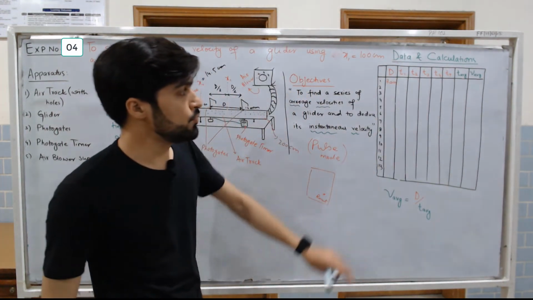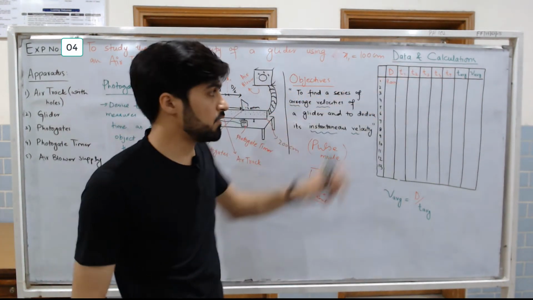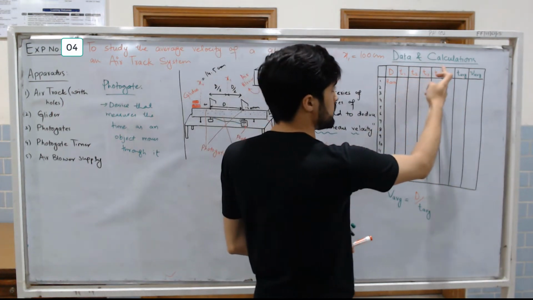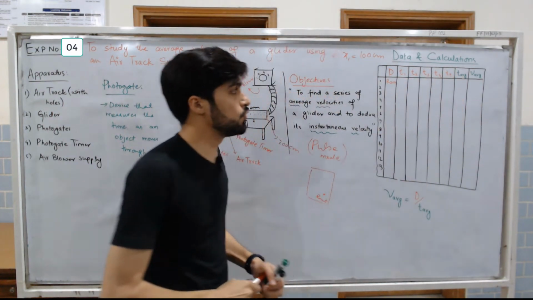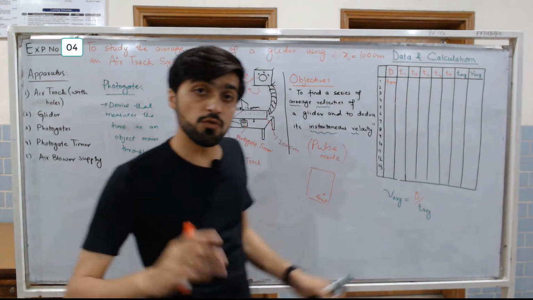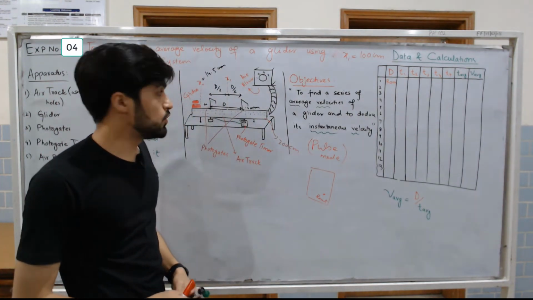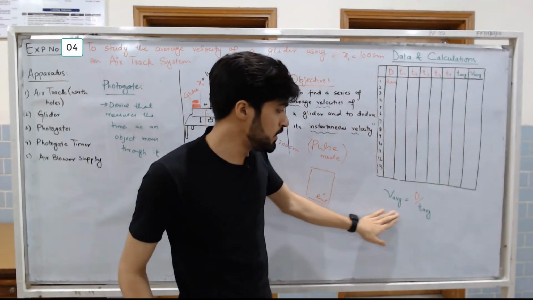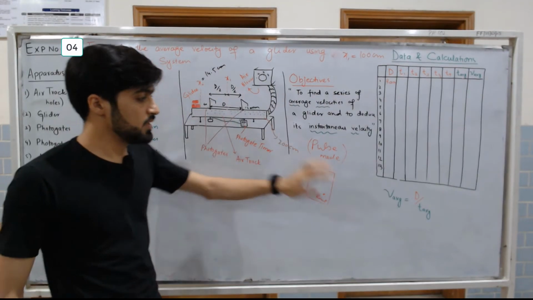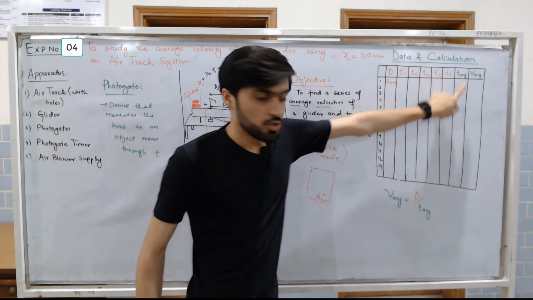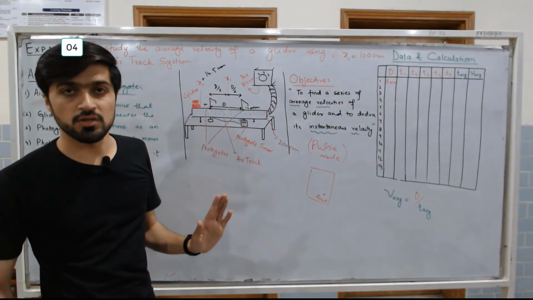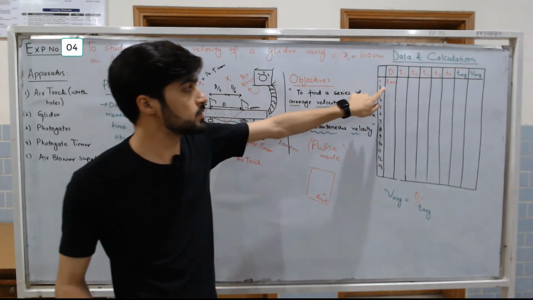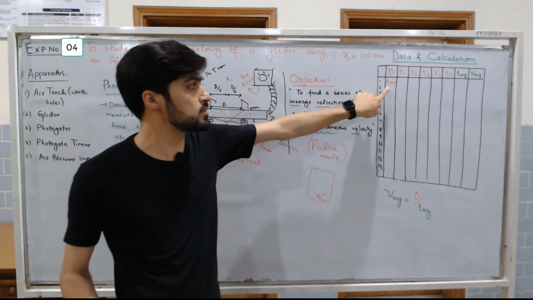Now what will you do? You will take the average of these values: T1, T2, T3, T4, T5 divided by 5. So we will get the T average. Now if you know the value of the T average, we know the distance is fixed at 80 centimeter. So our average velocity will be this distance divided by the average time. So we will get the average velocity for the case when the distance between these two photo gates was 80 centimeter.